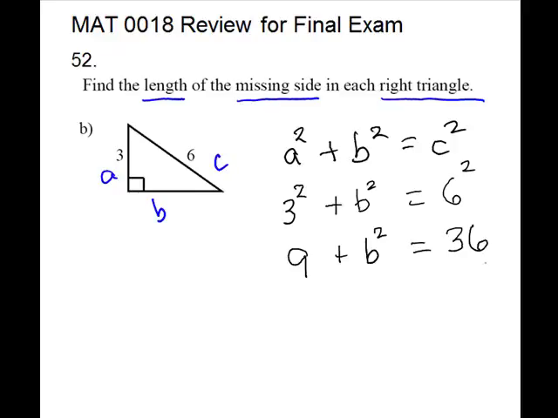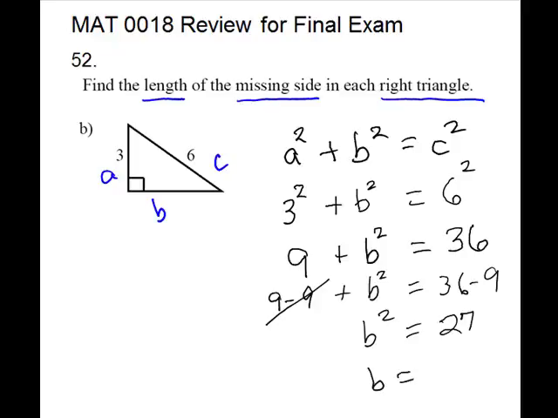Now we have a plain equation. We would like to isolate our b squared. So we're going to need to subtract that 9 from both sides. Clean up. So b squared is 27. And we want to get just the b. So we're going to take the square root. Square root of b squared would be just b equals the square root of 27.